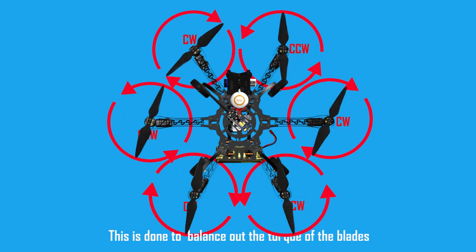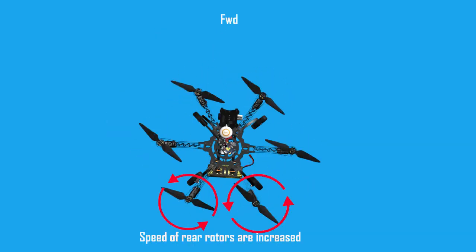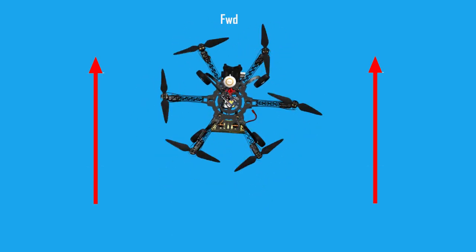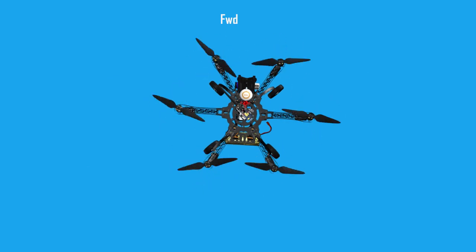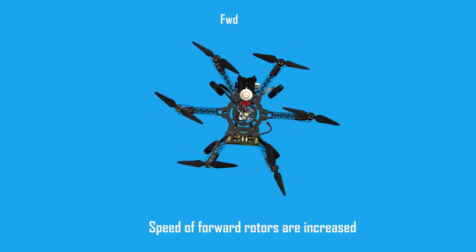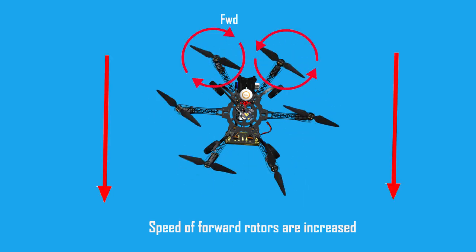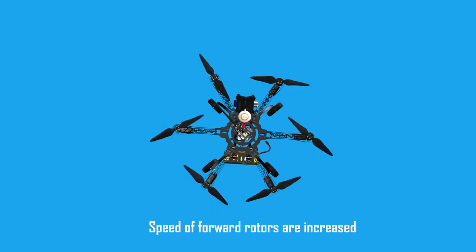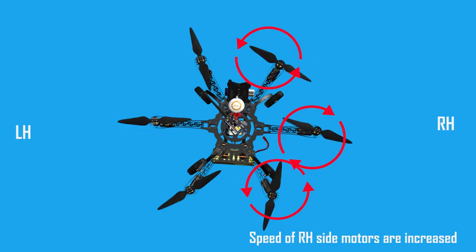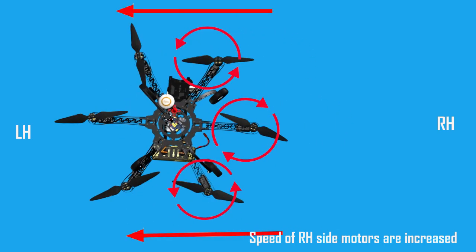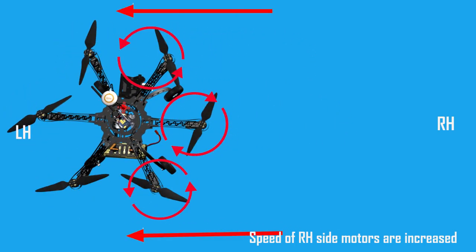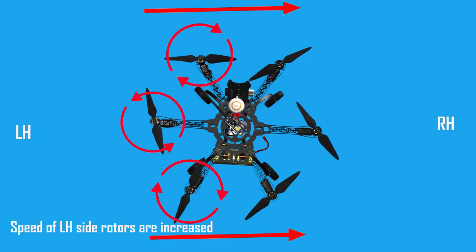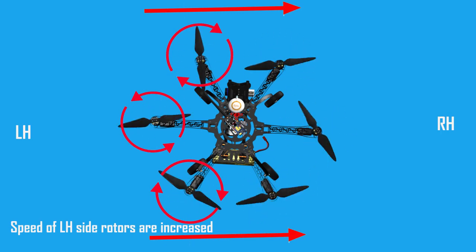Now we will see the movement of the drone. In order to move forward, the speed of the rear rotors is increased. In order to move rearwards, the speed of the forward motors is increased. To move to the left, the speed of the right side motors is increased. To move to the right, the speed of the left side rotors is increased.